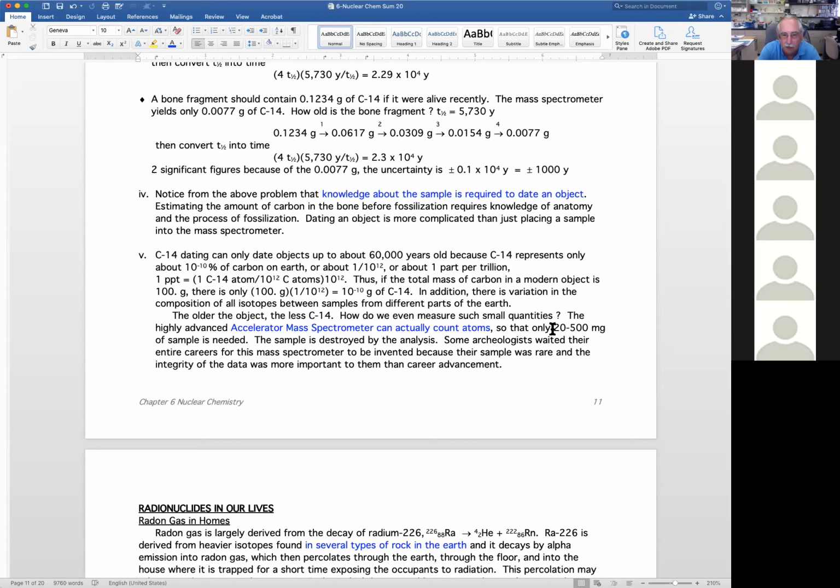There were archaeologists that had samples that were extremely rare. And rather than doing a quick and dirty thing, let's find out how old this is, and then I can write a book and be famous, they didn't do that. They waited their entire careers for this mass spectrometer to be invented, because they cared about the science and the integrity of the data more than their careers.